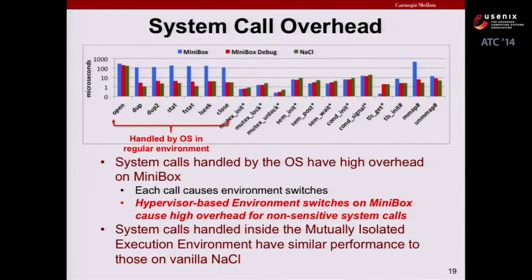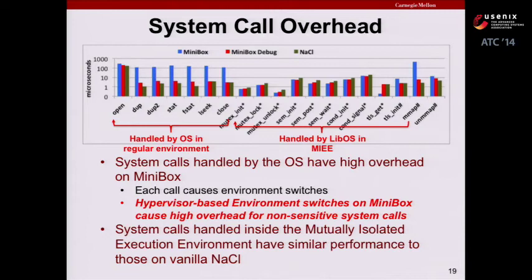First, let's look at the system calls that are handled by the operating system in the regular environment. Please note that for those system calls, each system call will cause an environment switch between the MIEE and the regular environment. The results show that on MiniBox, those system calls have very high overhead compared with the result on MiniBox in debugging mode or NaCl. However, in the debugging mode, those system calls have similar performance to the calls on NaCl. Apparently, it shows that the hypervisor-based environment switch on MiniBox causes very high overhead for non-sensitive system calls.